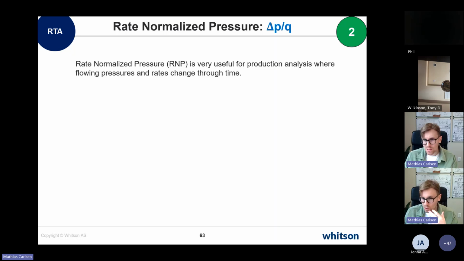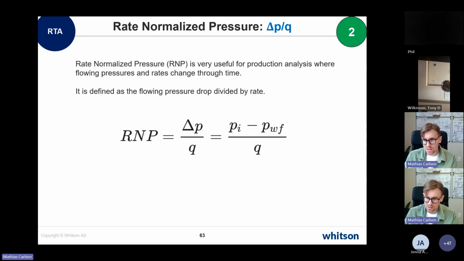And rate normalized pressure is very useful for production analysis, where the flowing pressures and the rates are changing over time. The rate normalized pressure is just defined as the flowing pressure drop divided by the rate. So it's the delta between initial reservoir pressure and the flowing bottom pressure that day, divided by the rate. Okay, so good so far.